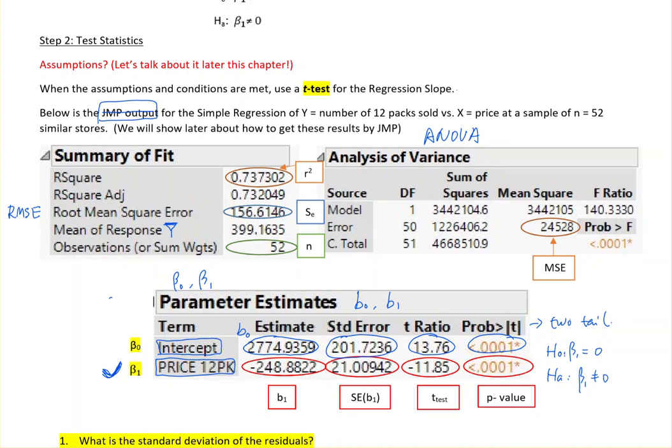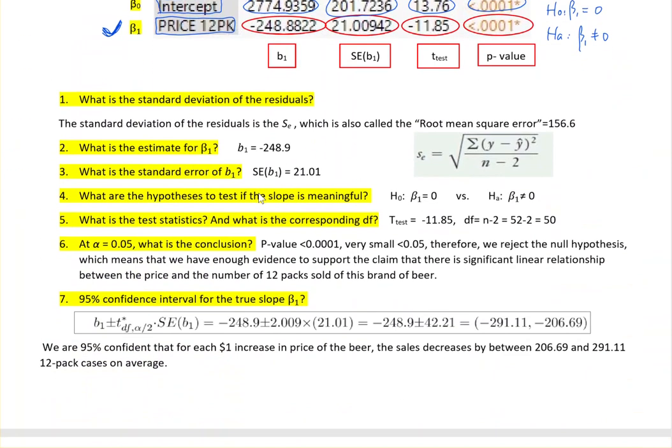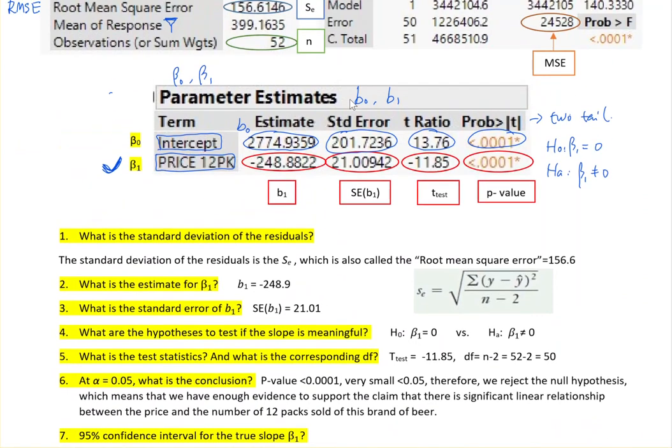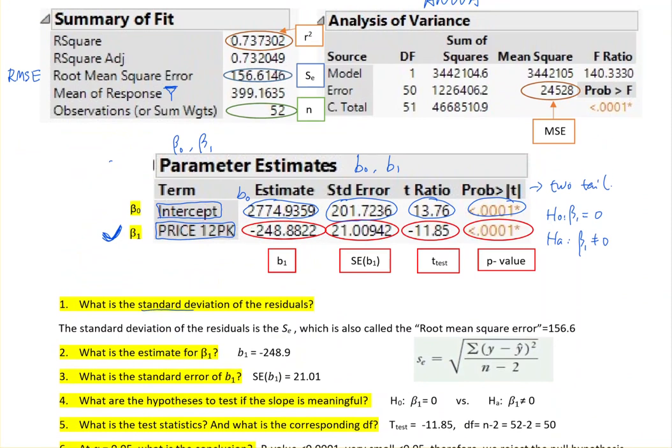Alright, so now look at our questions. So the first question, what is the standard deviation of residuals? Alright, so first, standard deviation of residuals. What is the notation for it? It is SE, right? Okay, where to find SE? The SE is called the root mean square error. So what is the standard deviation of residuals? It is just 156.6146. That's it.